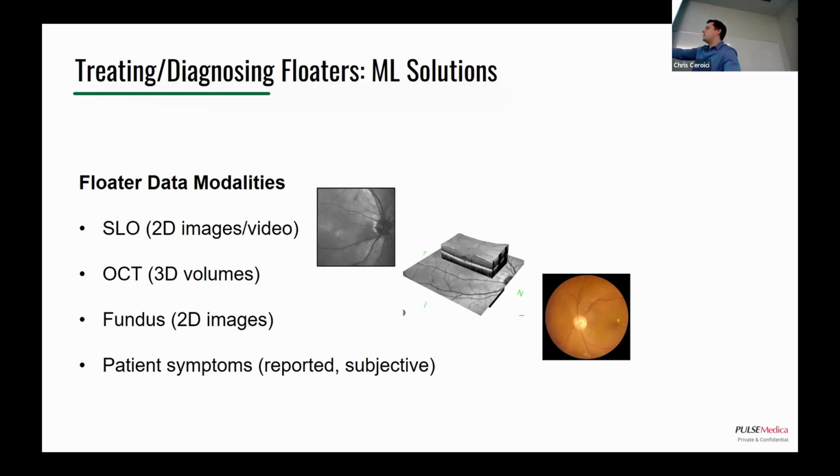And then we also care about patient symptoms, so the reported subjective symptoms of the patient, because there is a neurological component to this. Some people can have the same kinds of floaters in their eye, but only one of them reports symptoms because people neuroadapt to floaters differently over time. Kind of like when you have your blind spot, you don't notice your blind spot all the time. Your brain adapts to it.